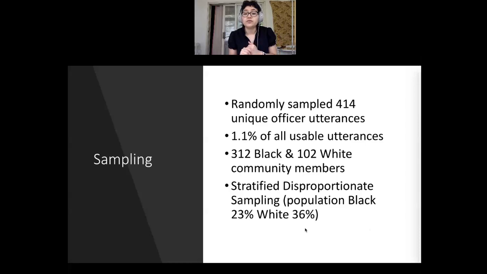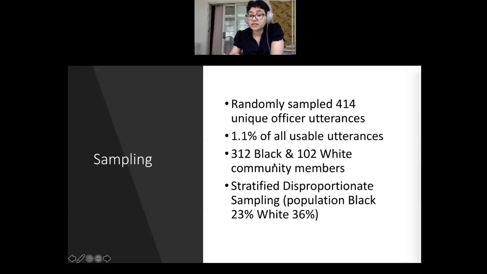So they randomly sampled 414 unique officer utterances. That's 1.1% of all usable utterances. So that's a lot of data that they're working with, and the way that they sample it allows for generalizability. But just think about the fact that 414 is 1%, which is a lot of data. And you see that they use stratified disproportionate sampling because they sampled 312 Black community members and 102 white community members. And the regular population of Oakland is 23% white and 36% Black.